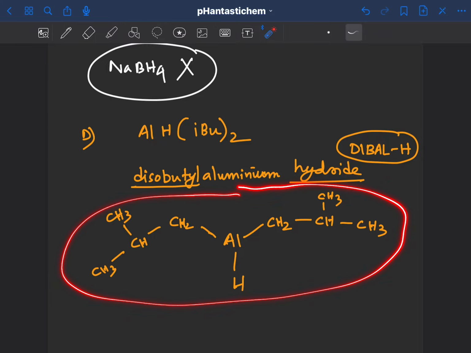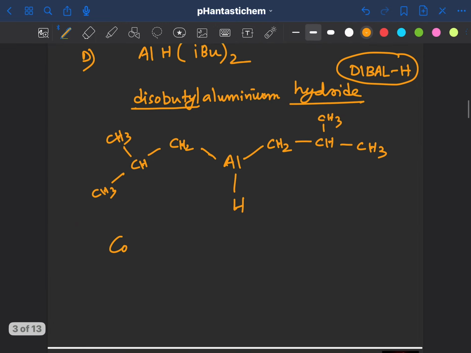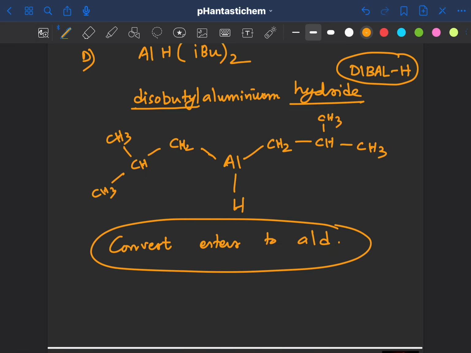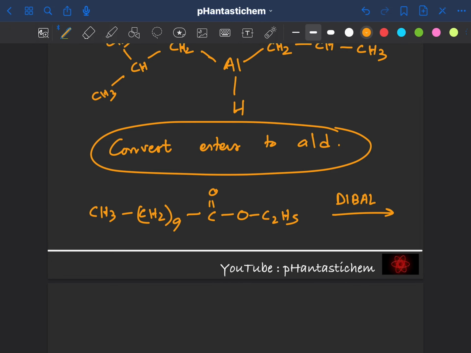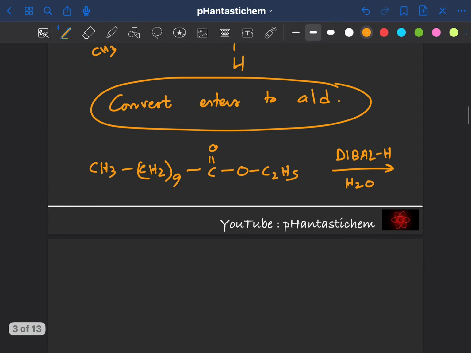So you can see this is the structure of DiBALH, and this reagent is used whenever you have to convert esters to aldehydes. This is the use of this particular reagent. For example, if you have this ester, CH3, CH2, 9, C double bond O, O, C2H5, and you use DiBALH and water, this will become an aldehyde. Instead of the OC2H5 group, you will get an H over there. So the answer will be CH3, CH2, 9, C double bond O, H. We'll be getting this aldehyde.